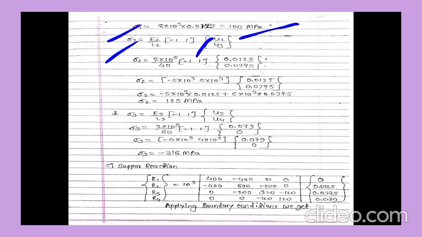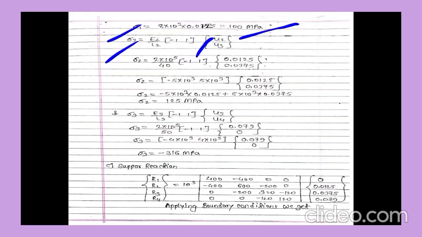You just need to change the nodal displacement matrix. Like for finding sigma 1, you have to take u1 u2. For sigma 2, you need to take u2 u3. For sigma 3, you need to take u3 u4. And after that you will get the respective answers. Okay, then the last thing is you need to find the support reaction.